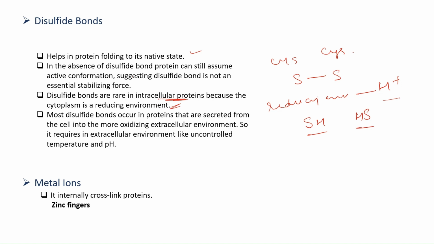Coming to metal ions, that usually help in cross-linking of protein. For example, zinc fingers. There are many enzymes that work efficiently in association with cofactors, that is metal ions like zinc, magnesium, manganese. What these metal ions do is help the protein or the enzyme to interact with the DNA. So it helps in stabilizing, as well as in interaction with the DNA molecules.